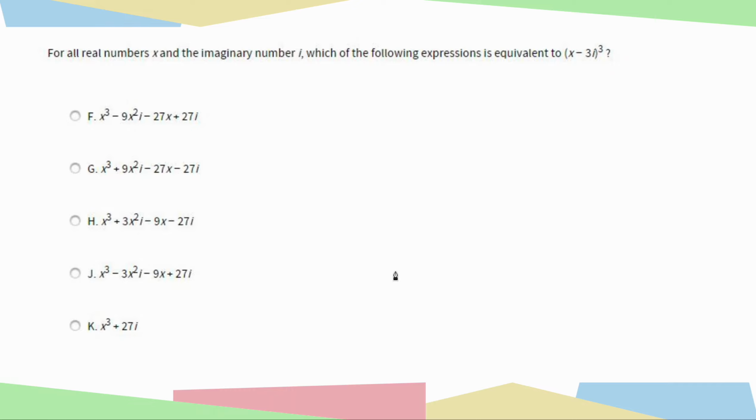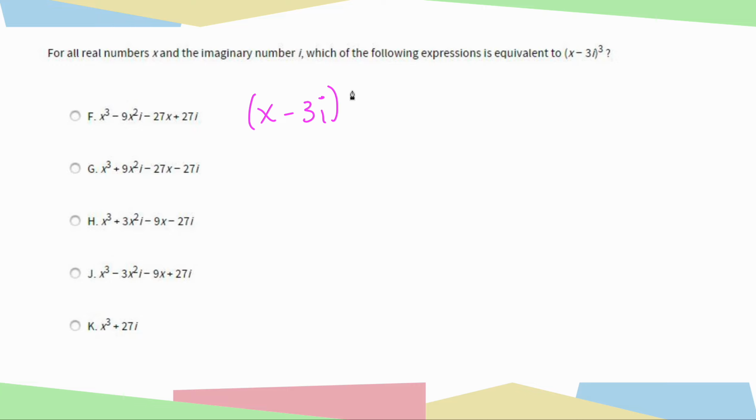For all real numbers x and the imaginary number i, which of the following expressions is equivalent to (x minus 3i) cubed? So you could do this using the binomial theorem, but more likely than not, you're going to just have to muster through it and multiply it out. And I feel like the most difficult or challenging part of this question is just not making any silly mistakes because it's just kind of long to multiply out.